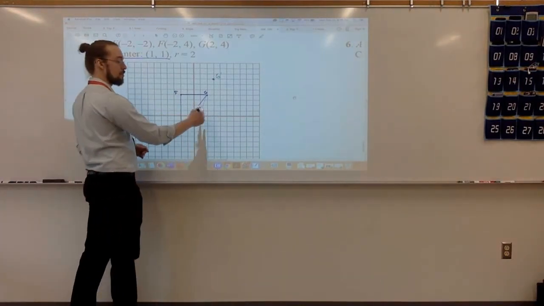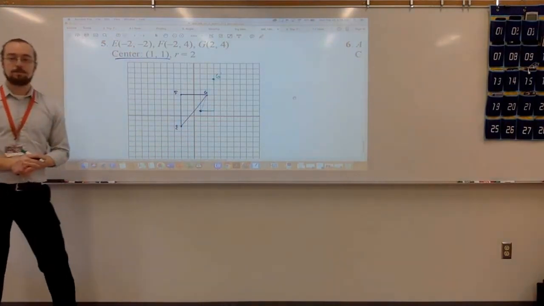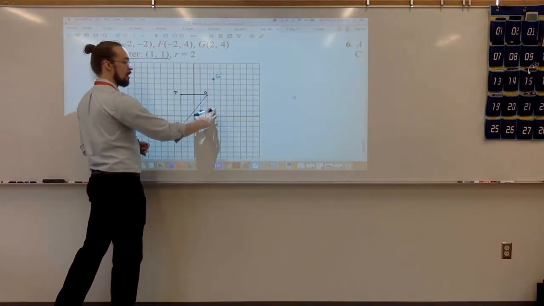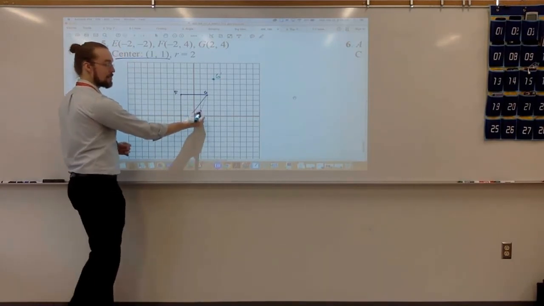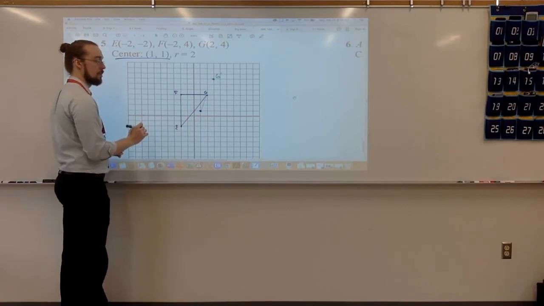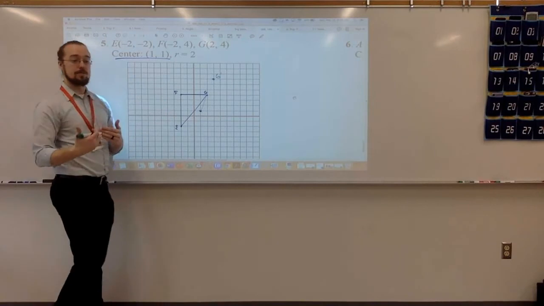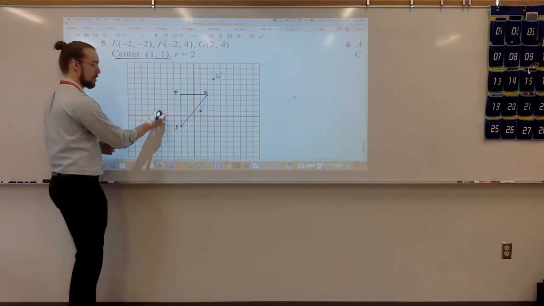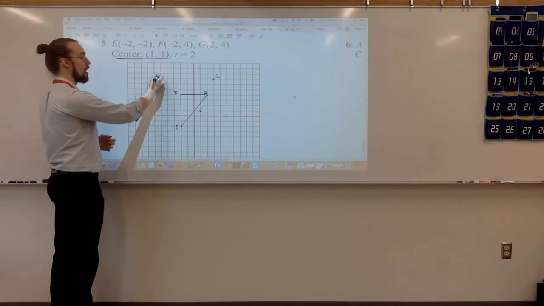So from the center of dilation, I went over 2, up 6. Right? So then I'm going to do the same thing for my other coordinate points. So for F, from my center of dilation, I'm going left 3, up 3. So from my center of dilation, I want to double that distance. So instead of left 3, up 3, I'm going to go left 6, up 6. And that's where my F prime will be.